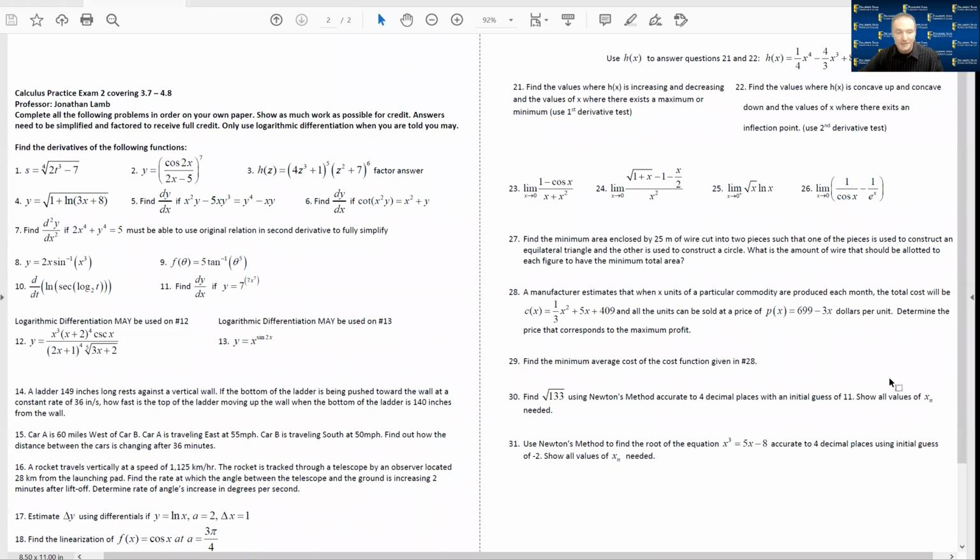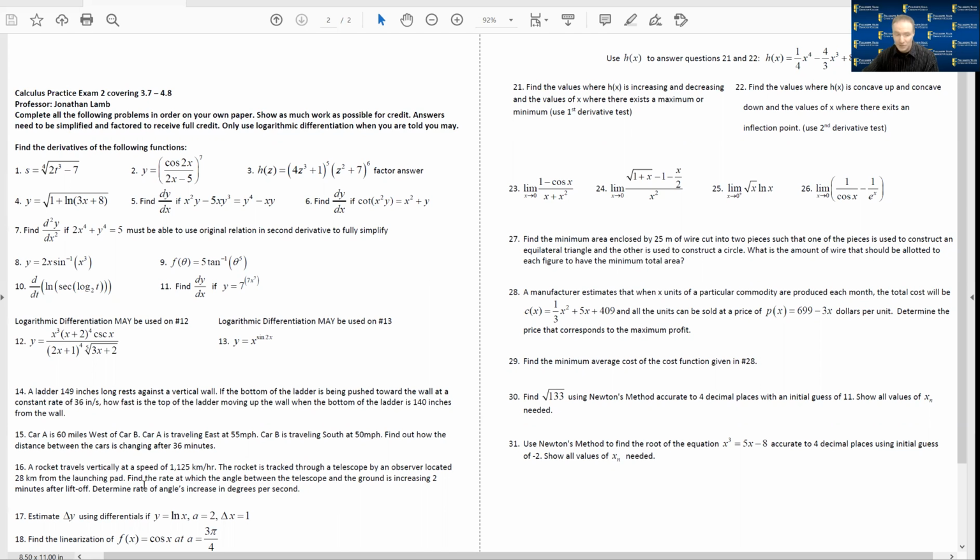Now, in number 16, we have our last of the related rates application problems. You'll see here it says we have a rocket that's traveling vertically at a speed of 1,125 kilometers per hour. The rocket is tracked through a telescope by an observer located 28 kilometers from the launch pad. Find the rate at which the angle between the telescope and the ground is increasing 2 minutes after liftoff. Determine the angle's increase in degrees per second.